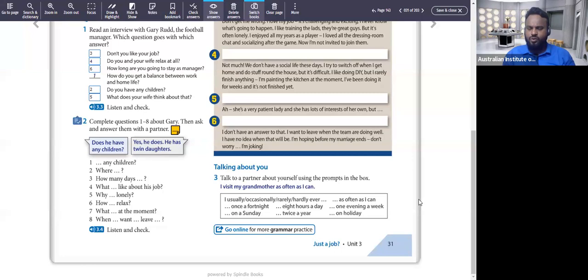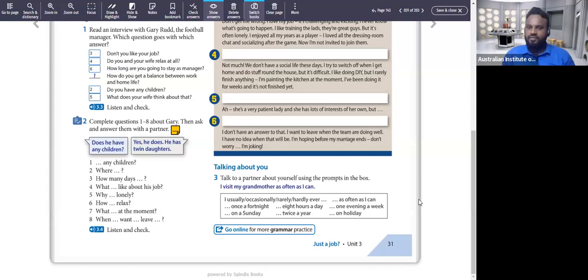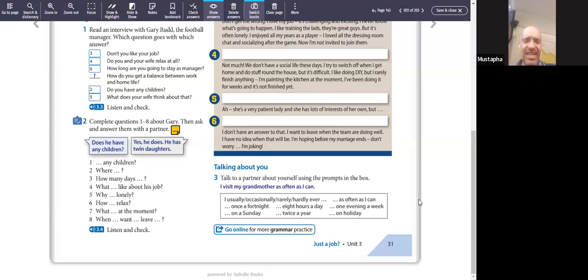Okay, then rarely, hardly ever. I want you to make a few sentences with these. What do you do rarely? Or what do you do hardly ever? Rarely or hardly ever, occasionally. 3 more words are left. I want you to make sentences.